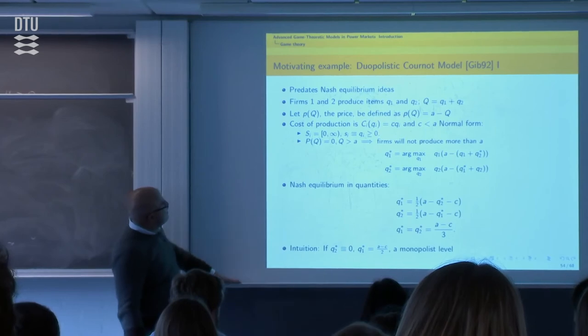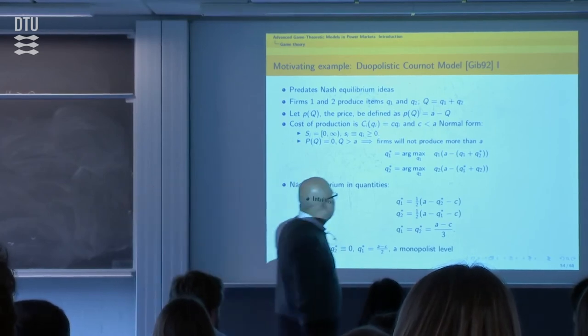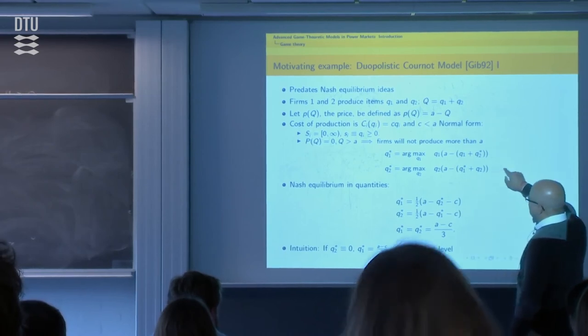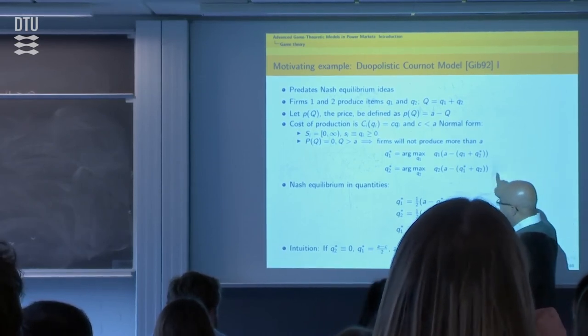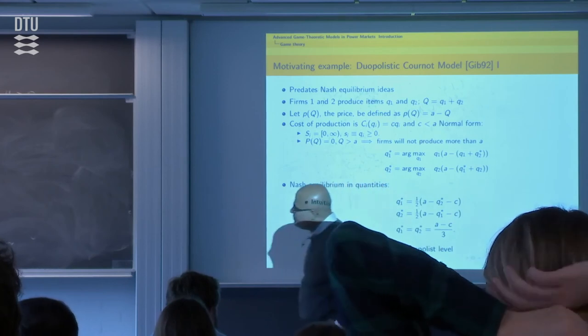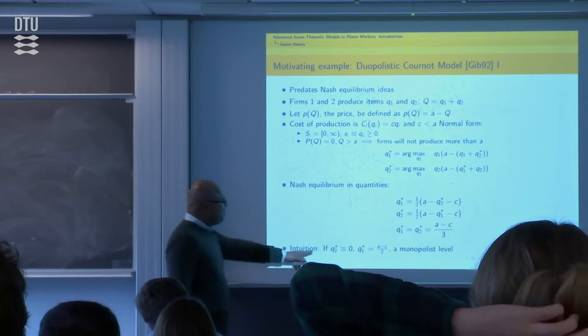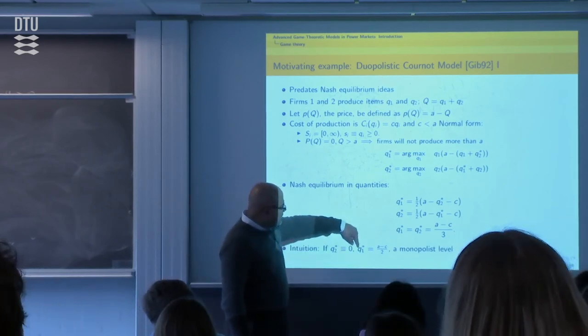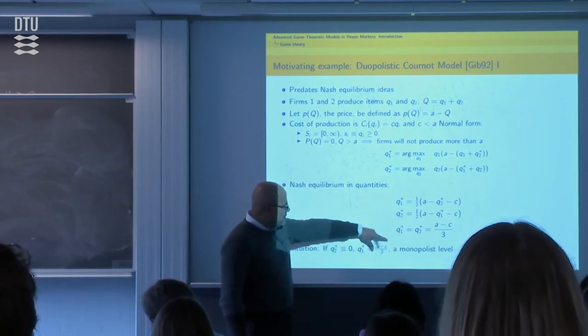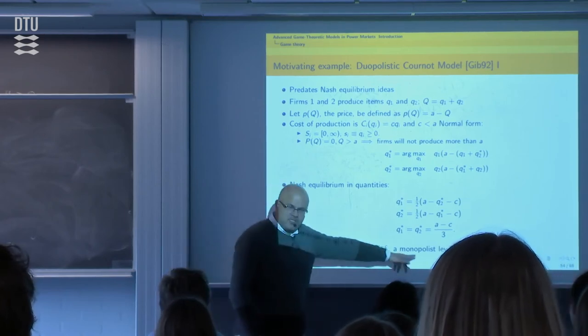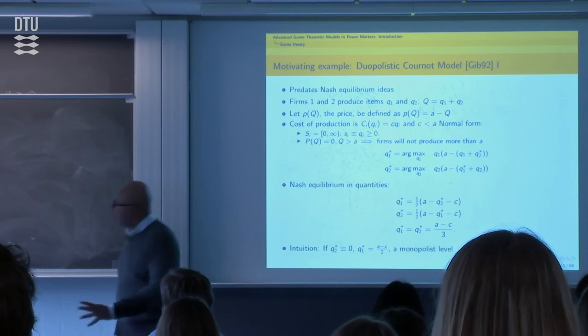In the maximum, is it? Oh, yeah. I've missed it here. Yeah, this should be C times Q1, C times Q2, I apologize. So then, you can see that if Q2 star is 0, then essentially what happens is Q1 star will produce A minus C upon 2, which is the monopolist level. Okay, so you can show that.